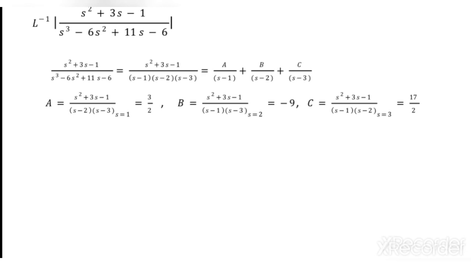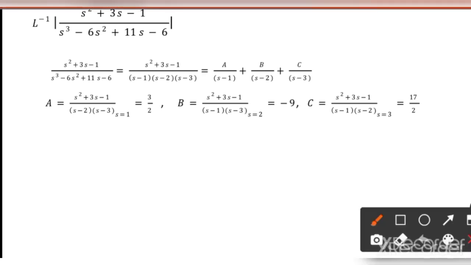So split that into partial fractions: a by s minus 1 plus b by s minus 2 plus c by s minus 3. With the same concept we just discussed, we can find a, b, c. For s square plus 3s minus 1, here a by s minus 1 we have taken, so we close s minus 1. The left out factors are s minus 2 and s minus 3, and we give s equal to 1, because at s equal to 1 this becomes 0. So we have a is 3 by 2. Likewise b we got minus 9 and c we got 17 by 2.